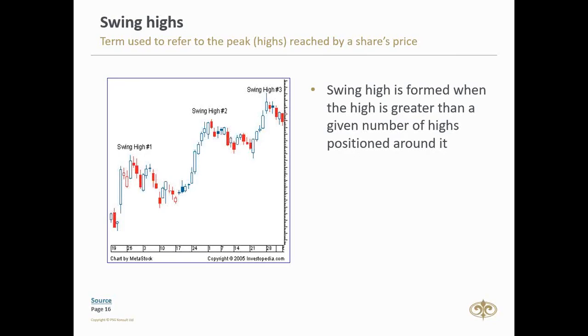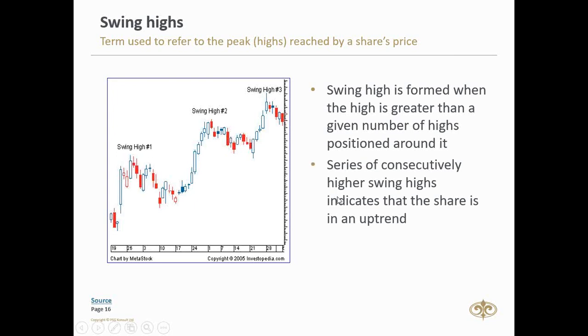So let's talk about swing highs and swing lows. Now, this is not a national anthem or anything like that, but it's a term used to refer to a peak high, when the share price has made a new high. A swing high is formed when the high is greater than a given number of highs around it. So that high on that particular day is higher than the previous day's high, but also higher than the next day's high. And then when we have a series of consecutively higher swing highs, it would indicate that the price is in an uptrend.